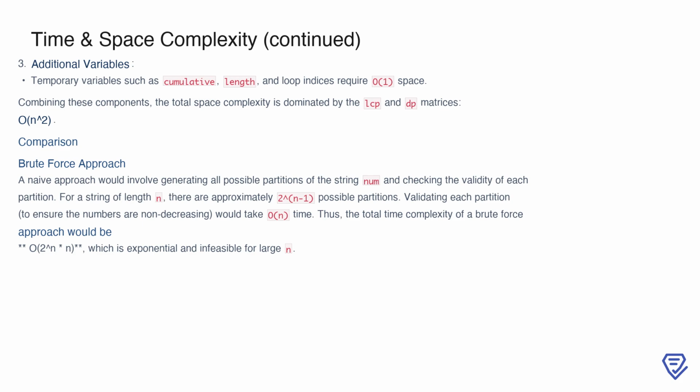To highlight the efficiency of this approach, let's compare it with a brute force method. A naive solution would involve generating all possible partitions of the string number and then checking the validity of each partition. Given a string of length n, there are approximately 2^(n-1) possible partitions. Validating each partition, for example, to ensure non-decreasing order, would take O(n) time. This makes the total time complexity of a brute force approach O(2^n * n), which is exponential and impractical for large input sizes.